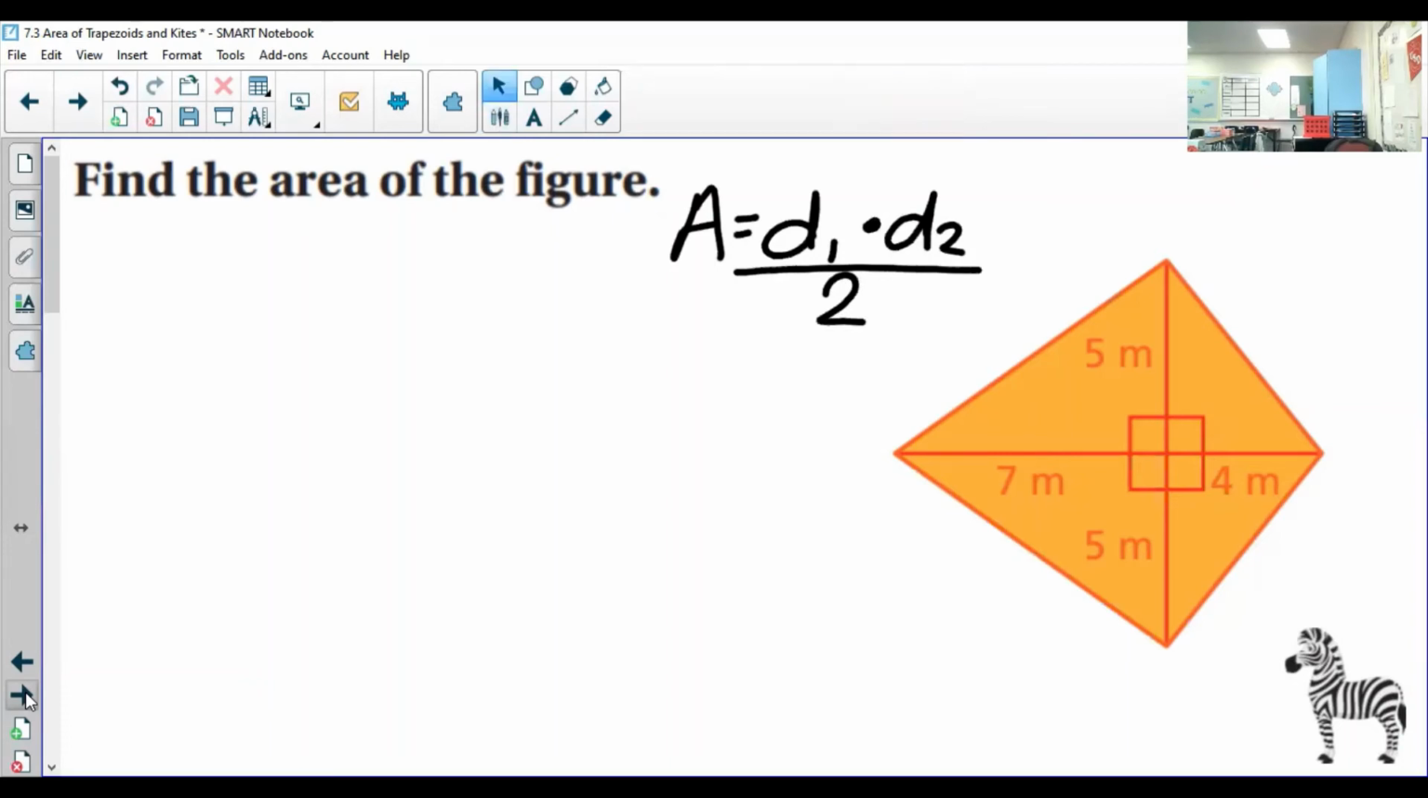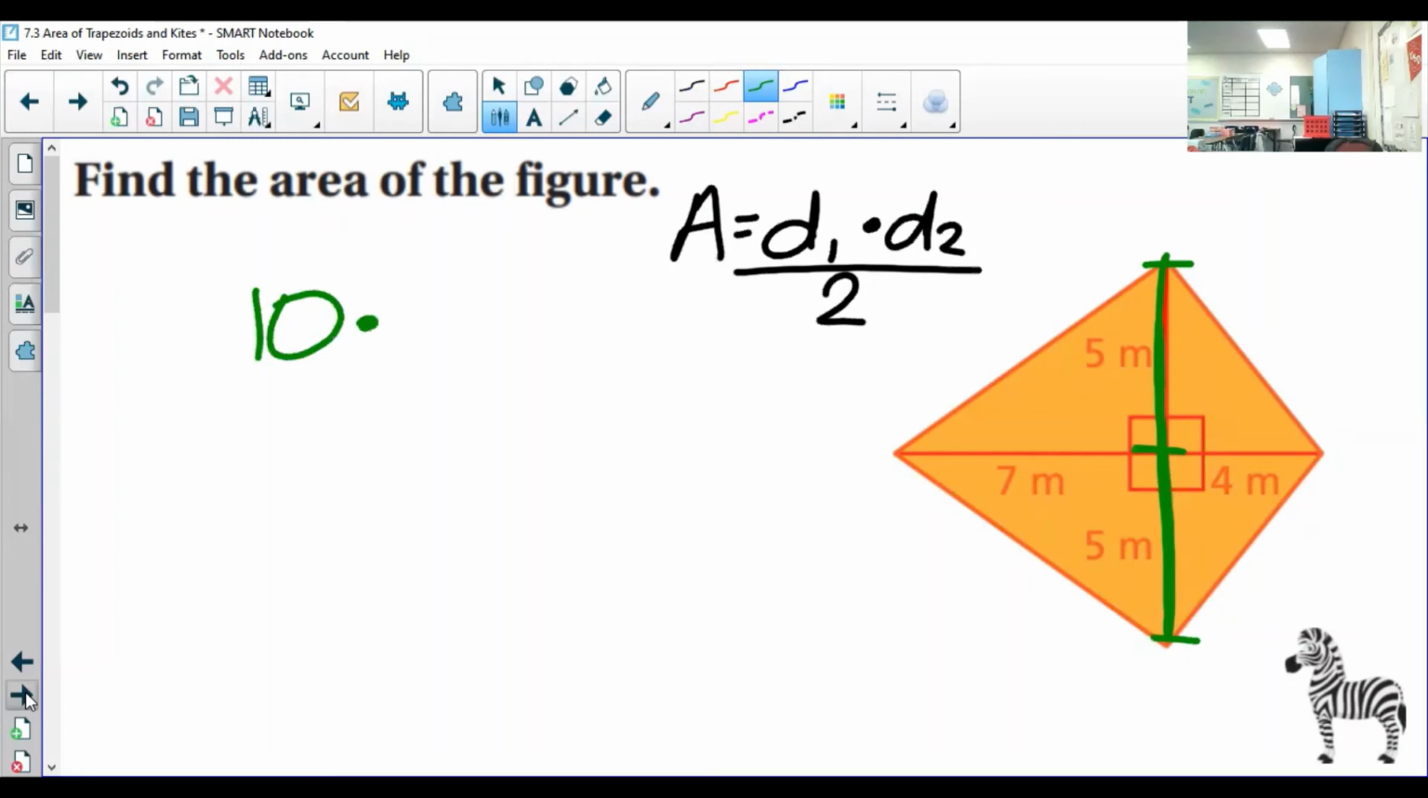So my diagonal 1, it doesn't matter which one you use, but I'm going to use this one. Oh, I shouldn't use red. Hold on. Let's do green right here. What is this distance? Here to here is 5, and here to here is 5. So what's 5 plus 5? 10.